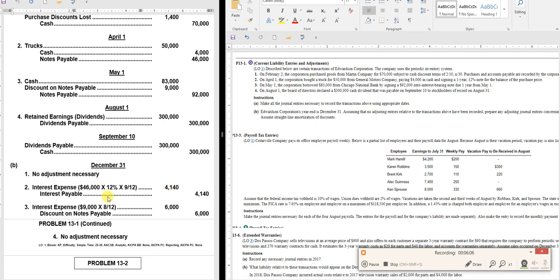On the next one, I have a discount on notes payable of $9,000, so this is a 1-year note. If I count from May to December, that's 8 months, so I have 8/12 of that done. I take it to interest expense and take it out of discount. And then the last one, since they paid it by September 10th, there's no adjusting entry at the end of the year.